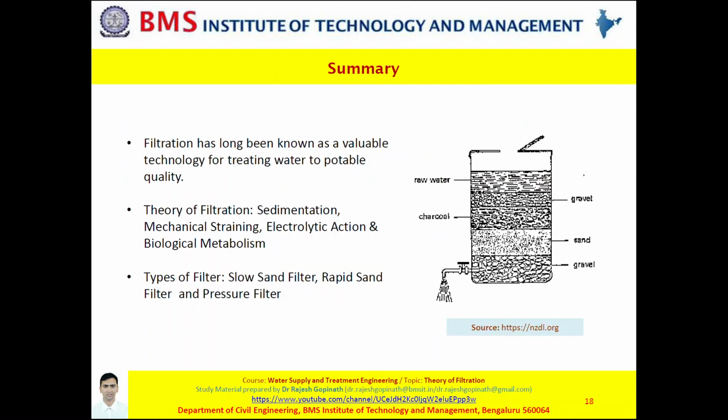Slide 18. Let us summarize what we have learned till now. We have understood that filtration is a critical unit operation in your water supply scheme which enables removal of the impurities, the solid particles which could not be removed by screens, sedimentation basins, and coagulation units. Filtration is achieved by 4 different means, either in combination or separately: sedimentation, mechanical straining, electrolytic action, and biological metabolism. Finally, there are 3 types of filters: slow sand, rapid sand, and pressure filters.